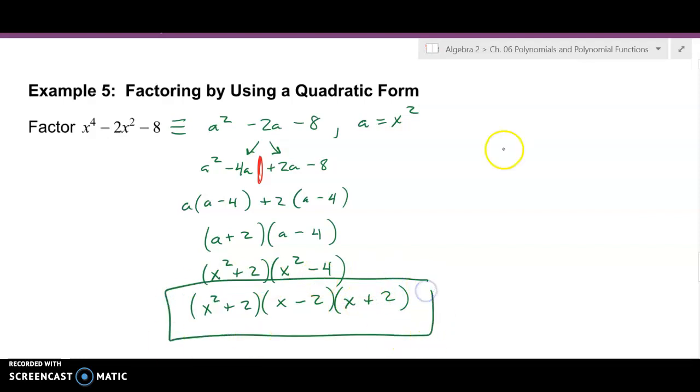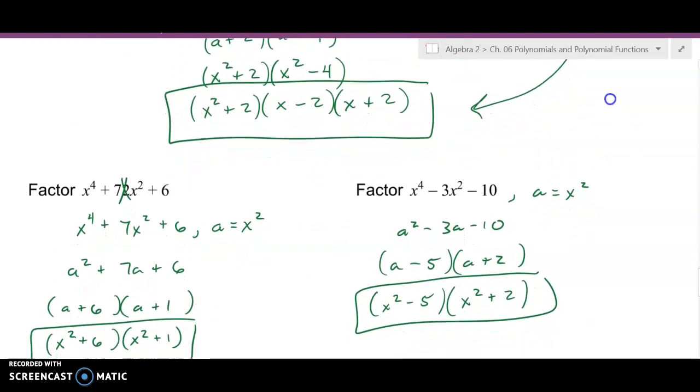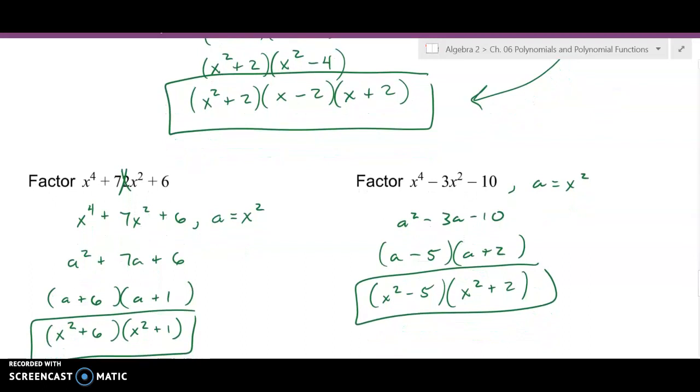And what you could do is you could do your work over here, x squared minus 4. It's actually going to be x squared minus 2x plus 2x minus 4. And it's going to turn into that second set of binomials. So that's the factored form of that beast. Kind of did the same thing over here. Changed all the x squareds to a's and started solving it.